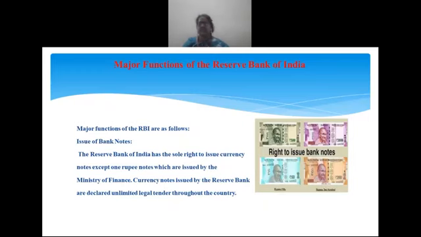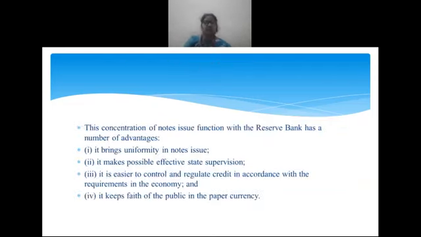So the major functions, as we saw already: it issues notes. RBI issues the notes, except the 1 rupee note, which is issued by the Ministry of Finance. Nowadays, the circulation of the 1 rupee note has reduced. And uniformity: why should only RBI print? Why can't we all print? If the right is given to each and everyone, what will happen? Everyone will print, and there will not be any meaning for this currency at all.